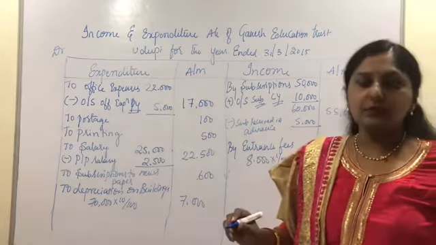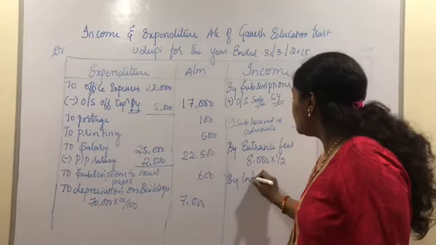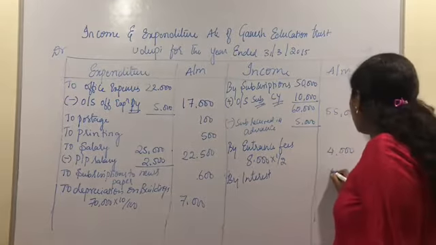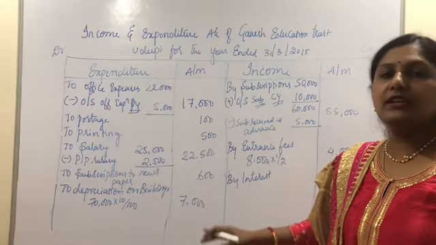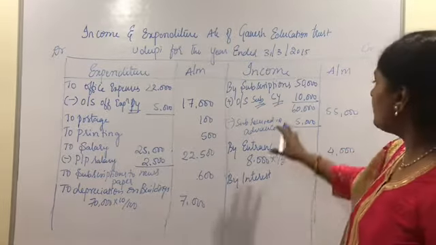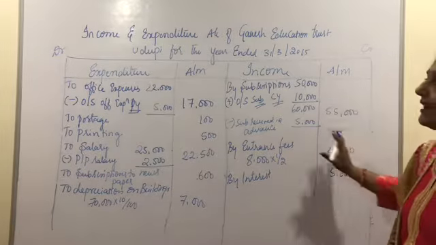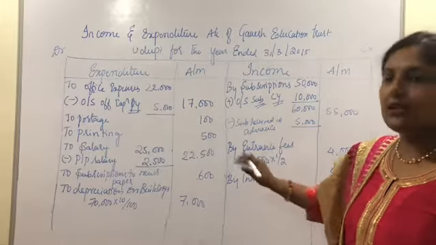The last income according to the problem is interest. So by interest, the balance of interest is 5,000 rupees. Now let us balance and find out the difference, whether it is surplus or deficit. So if you see this income and expenditure account, it is very clear the credit balance is higher than the debit balance. So even for this problem, we get the surplus.